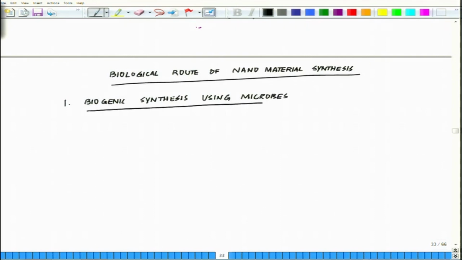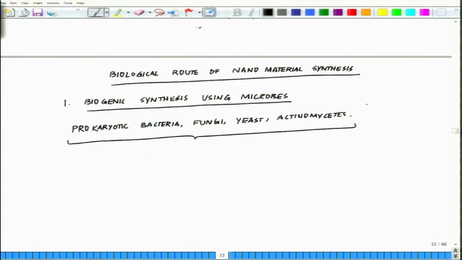So, the basic idea of biogenic synthesis using microbes is that prokaryotic bacteria, actinomycetes, fungi, algae and yeast are extensively used as bioreactors. So, these function as the bioreactors.